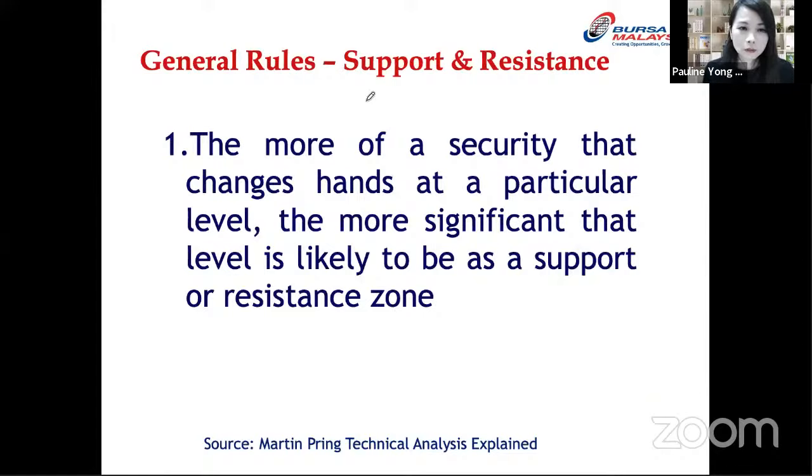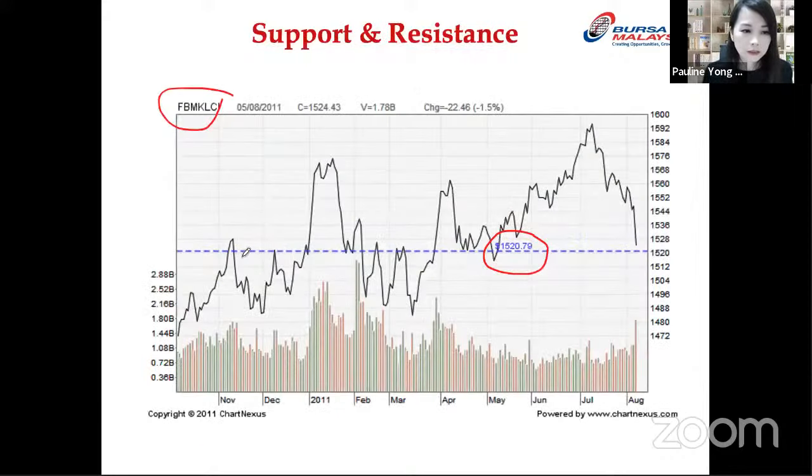Okay, so general rules, support and resistance. The more a security changes hands at a particular level, the more likely it is to be a significant support and resistance zone. Because you see, it is always reacting here, so people always act on this, and this becomes a very, very important zone. Also psychologically, people will always remember this: oh, 1520, 1520, because people always see that it is reacting from this level.